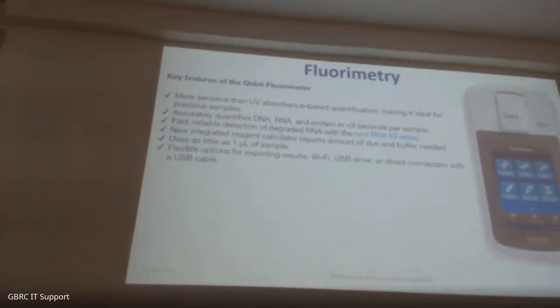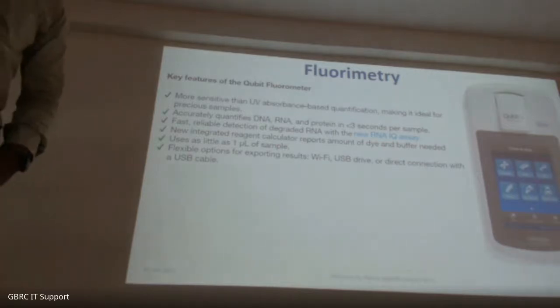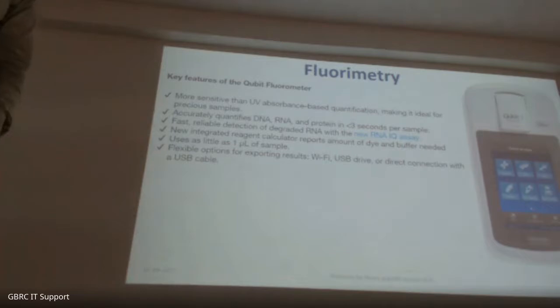So one method is fluorometry. Generally, the Qubit fluorometer is widely used for the quantification of NGS libraries, and it is more sensitive than UV methods like the NanoDrop, which use the 260 by 280 ratio, measuring the absorbance at 260 nanometer.